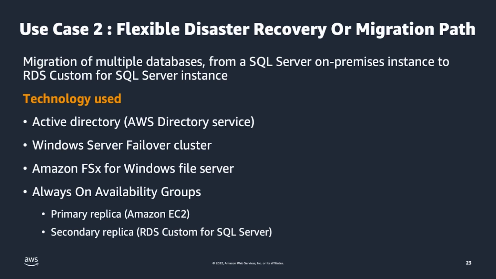So in this lab environment, I've used Microsoft AD, which is managed AD from AWS, which is a fully managed service. And then I've used technology like Windows Failover Cluster, Amazon FSx for Windows File Share to host the backups, and then set up always-on availability group and configure the primary and the secondary replica. So let's go over this.